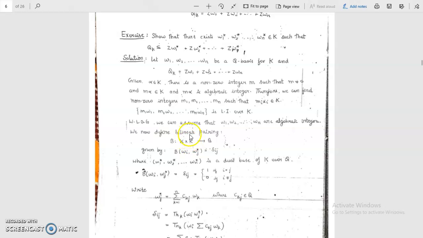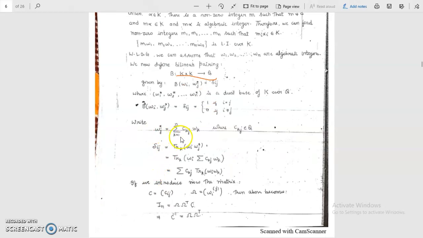We now define a bilinear pairing B, K cross K to Q. This is the bilinear pairing given by B(ωi, ωj*) equals delta ij, where delta ij is our Kronecker's delta. What is Kronecker's delta? Delta ij is 1 if i equals j and 0 if i not equals j. Here ωj* is a dual basis of K over Q.